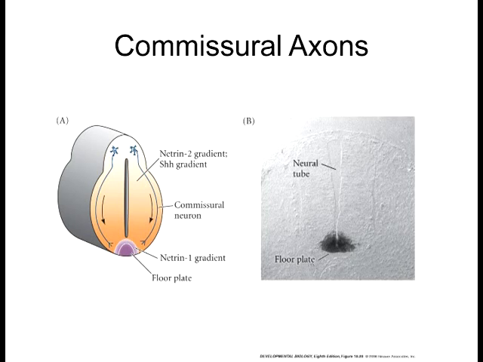So the question becomes, how does the neuron know first to go towards here, and then to cross here, and then to go up to the brain? Well, they found a couple of genes that are responsible for this. Sonic hedgehog being one of them. We already know that that's being expressed in a gradient-like fashion along the ventral neural tube.